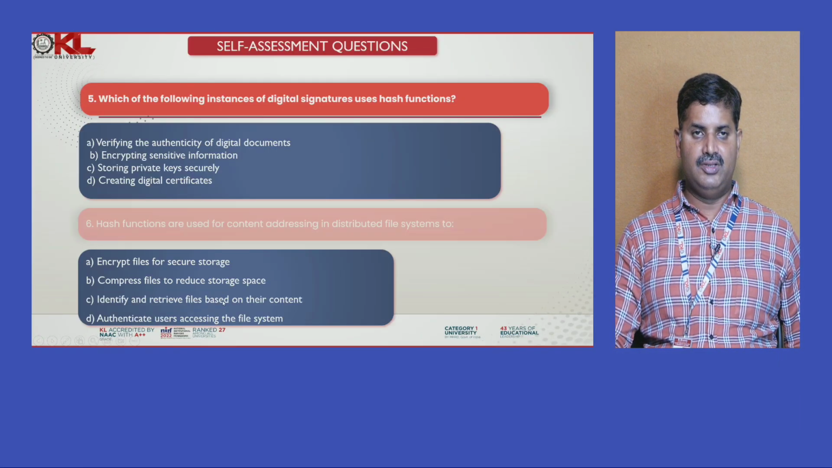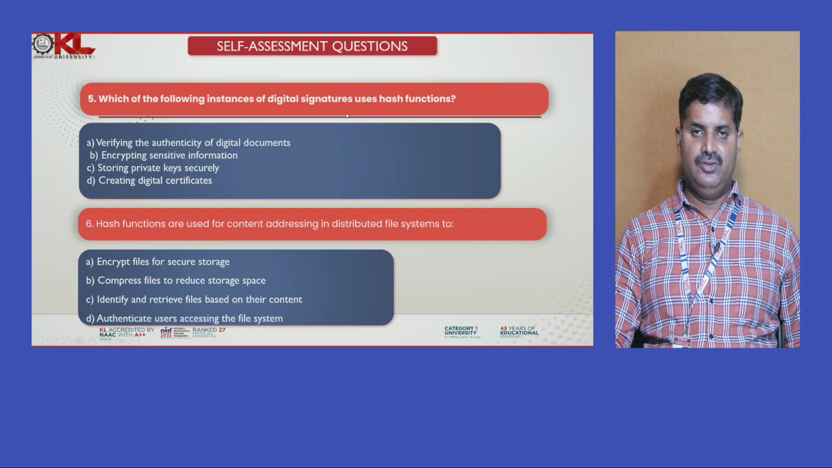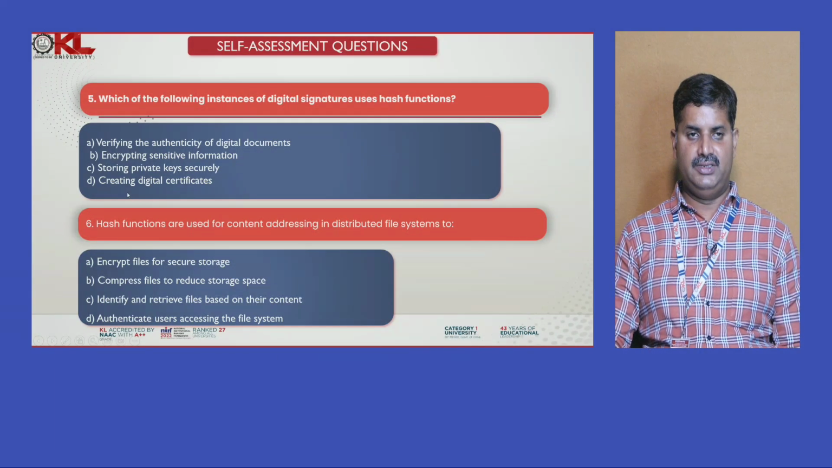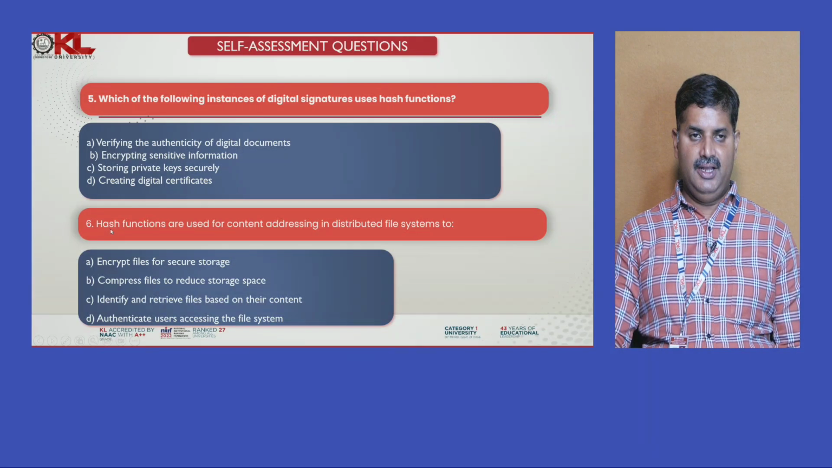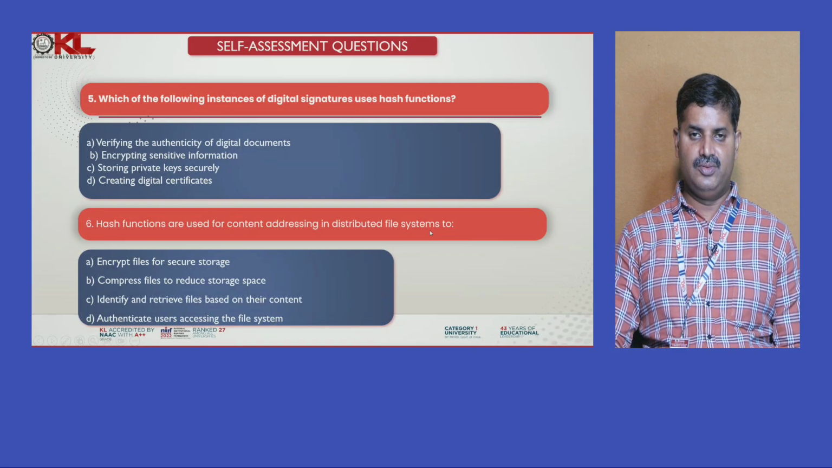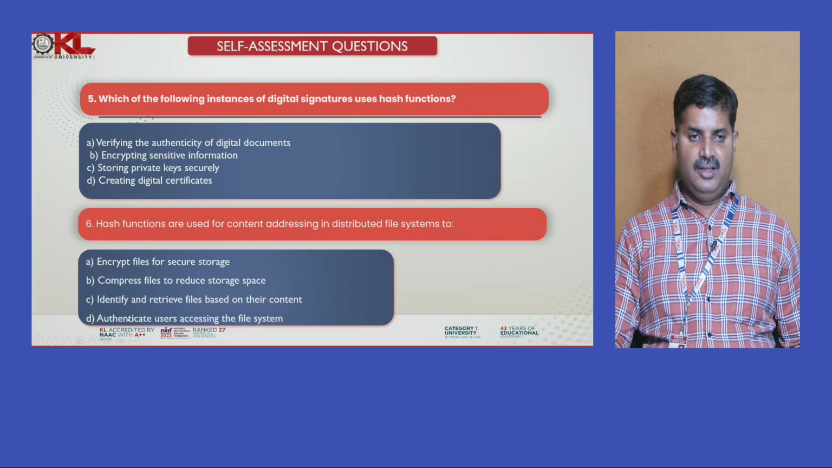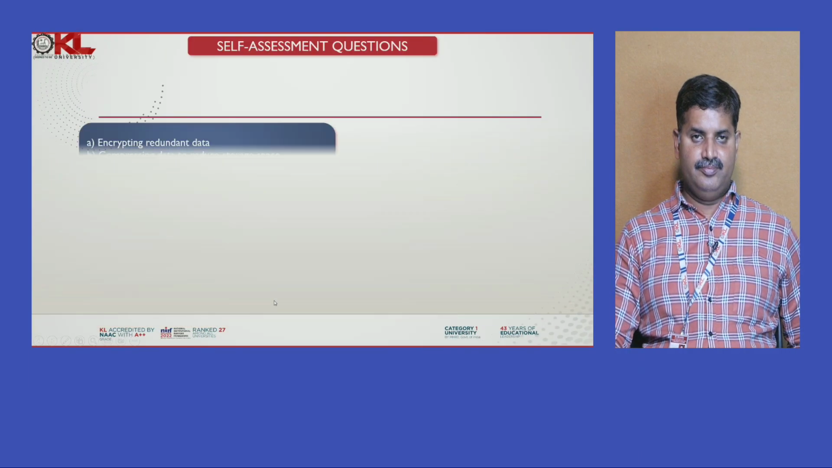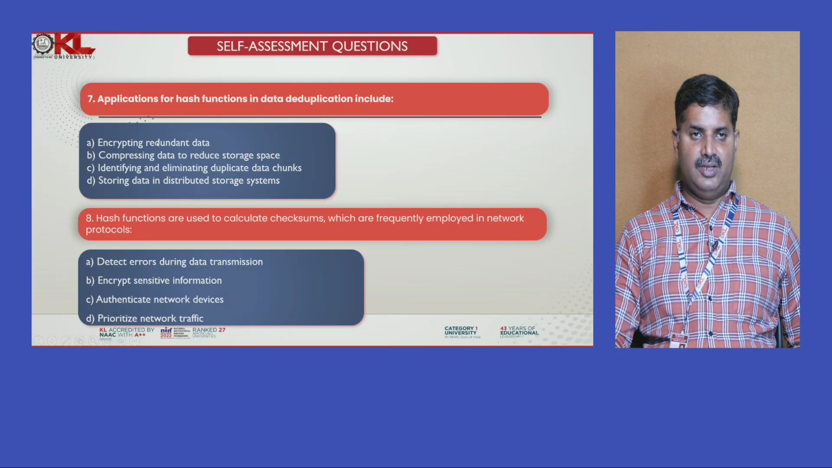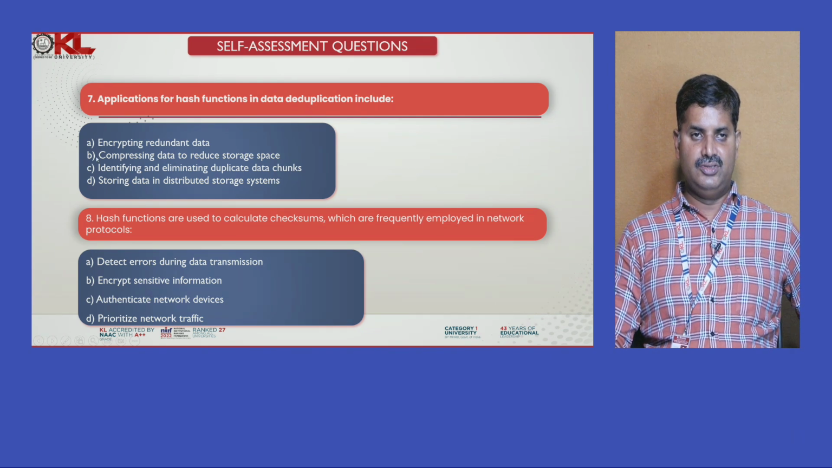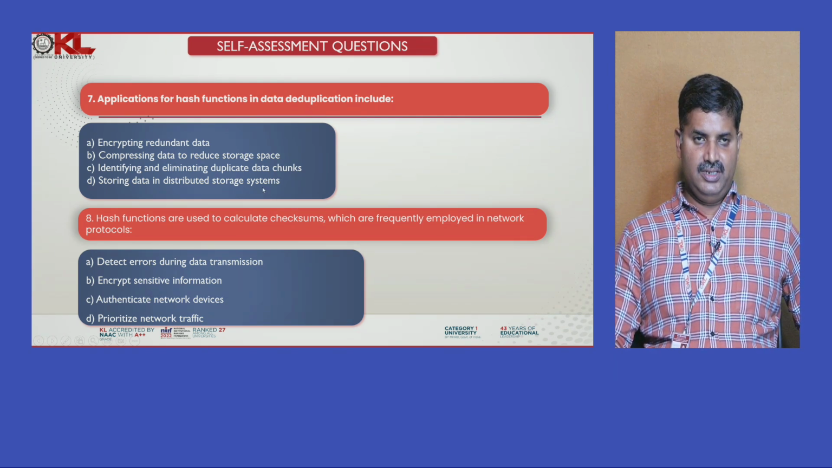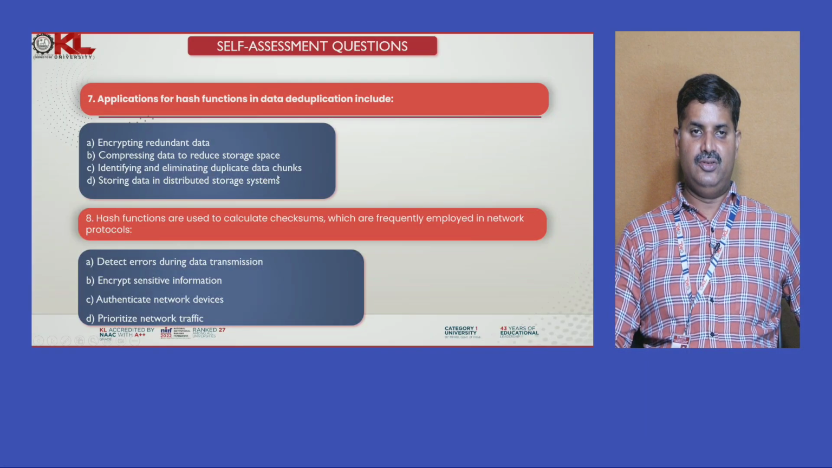And the fifth question is, which of the following instances of digital signatures uses a hash function? So here, hash function is used for the sake of creating digital certificates. And also hash functions are used for content addressing in distributed file systems. So in order to address the distributed file system, we had to compress the files to reduce the storage space, and also see the integrity. And the seventh and eighth questions: applications for hash function data deduplication include storing data in distributed storage systems, as well as compressing the data to reduce the storage space.